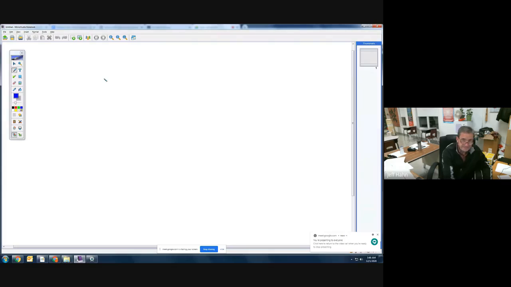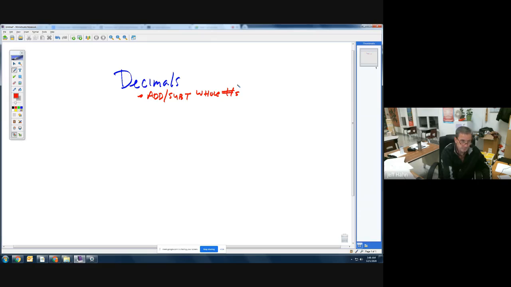The heading on this one is simply decimals, and the little subheading, if you will, is going to be adding and subtracting when you have whole numbers. Adding and subtracting whole numbers. And if you remember somewhere in your notes, I'm sure if you look hard enough, you will find the helpful little hint that says the rule of thumb when you add and subtract decimals simply is, in big letters, you need to line up the decimals.